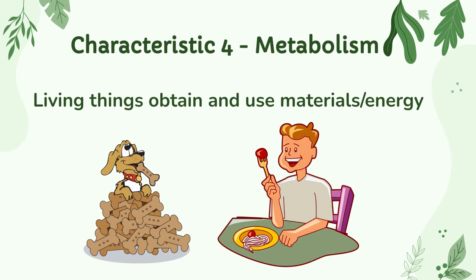And our fourth characteristic is metabolism. Living things often obtain and use materials and energy. So, what does materials and energy look like? That's our food, which includes how this man is eating spaghetti and meatballs, or how that dog is eating his bone snacks. This is food that goes in our systems, goes down our stomach, and gets processed, and then we poop it out. So this entire process is actually part of the metabolism.